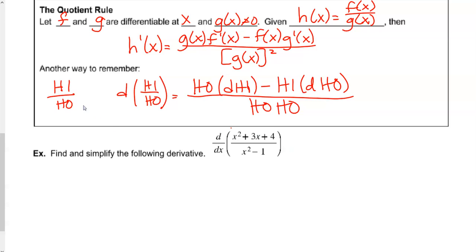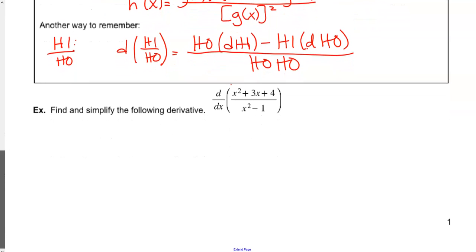And making sure that you remember this order, that the ho is in the bottom and the high is in the top. So, ho d high minus high d ho over ho ho. The d there stands for the derivative. I have to take the derivative of that all over the original function that's in the denominator squared, okay?